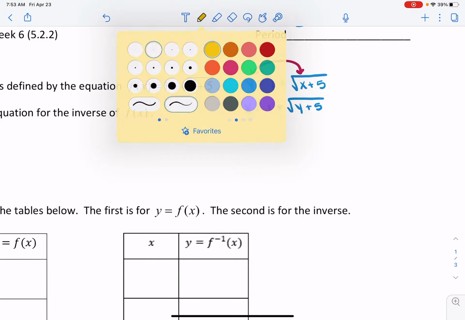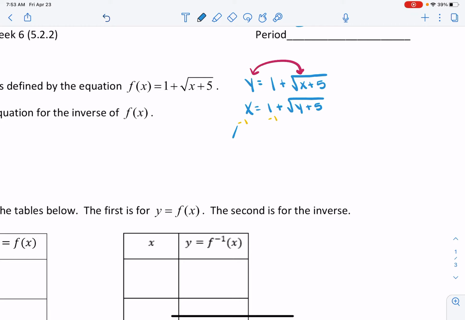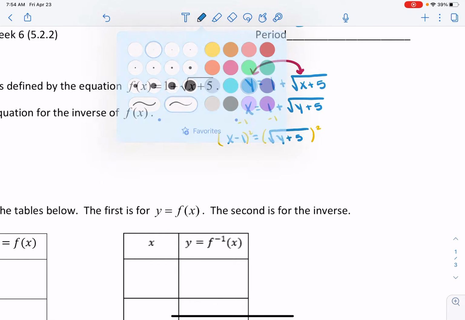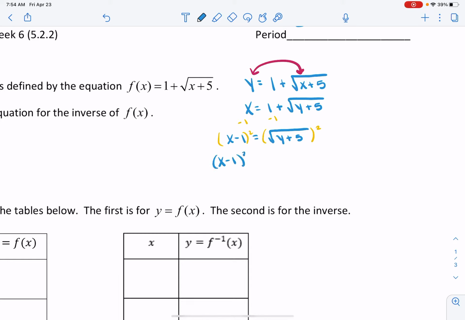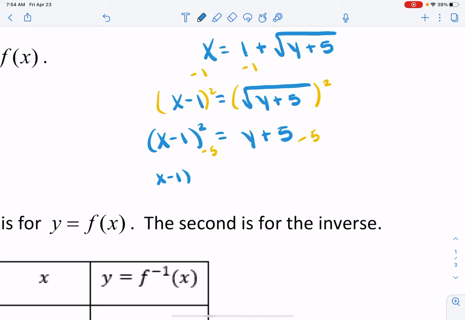To do that, I'm going to first subtract 1 on both sides. So I have x minus 1 equals the square root of y plus 5. To get rid of the square root, I will square both sides. So I have (x minus 1) squared equals y plus 5. And then my last step, I will subtract 5 on both sides. So I am left with (x minus 1) squared minus 5 is equal to y.